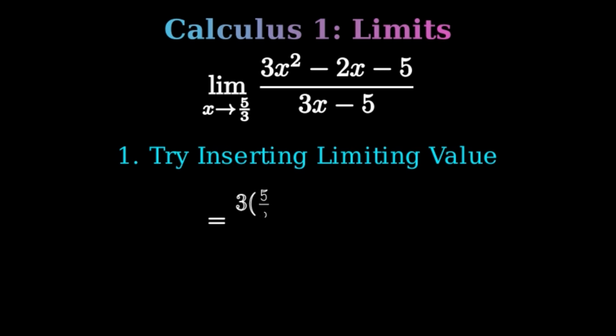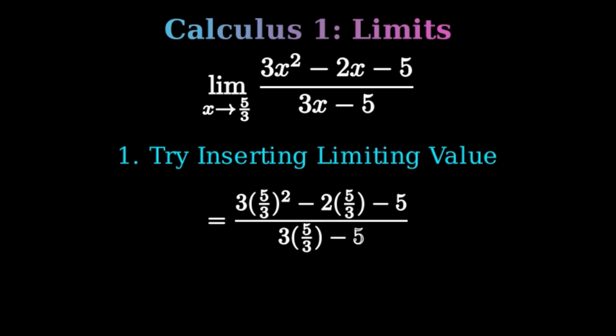Well, if we try to do that, we insert that 5/3 in place of all the x's that we see. What we're going to get, if you put this in a calculator or do it by hand, is 0 over 0. Now, 0 over 0 is the indeterminate form. It's not going to fly.